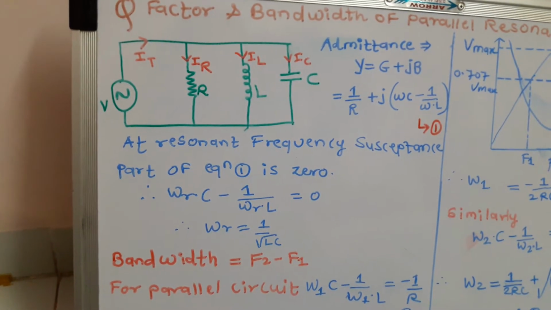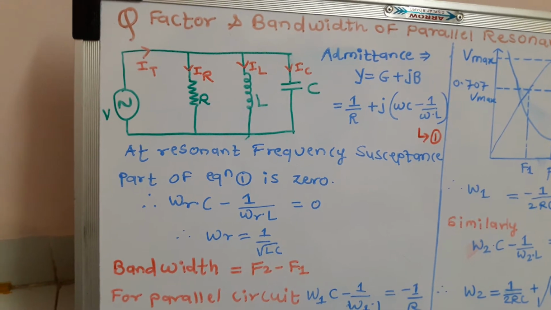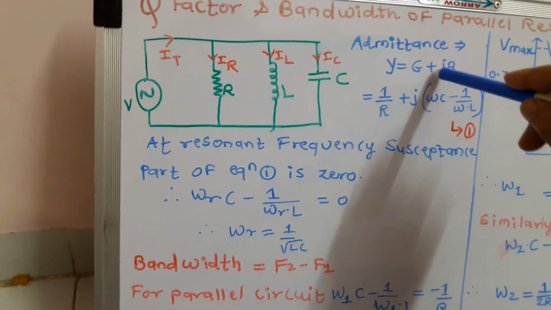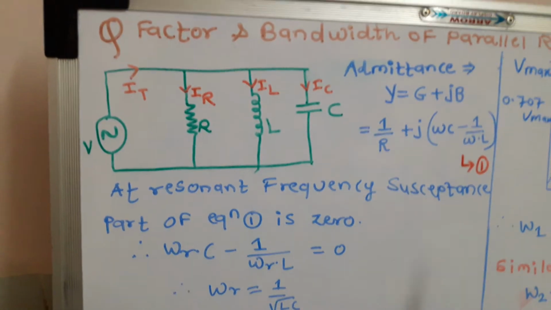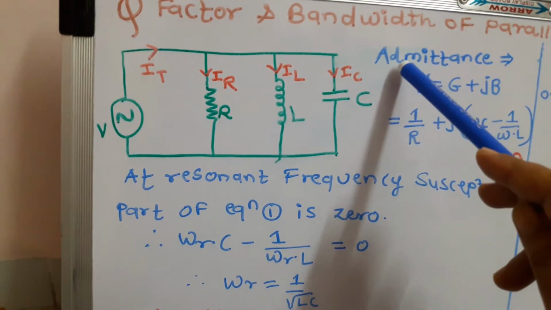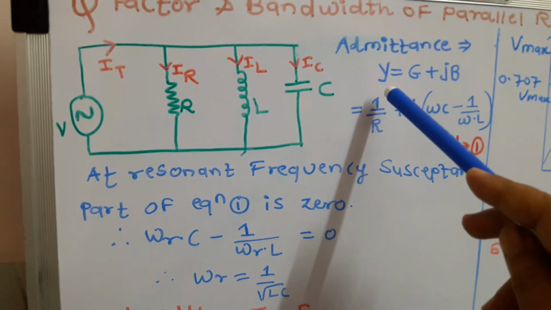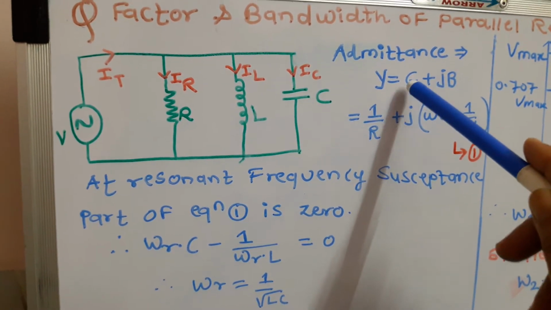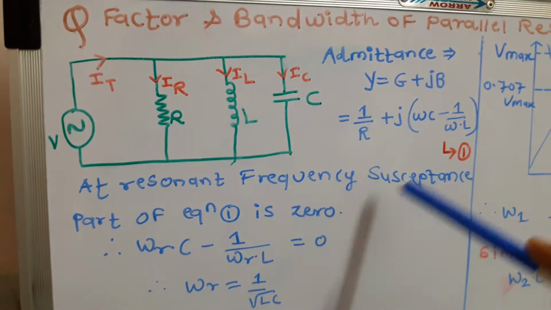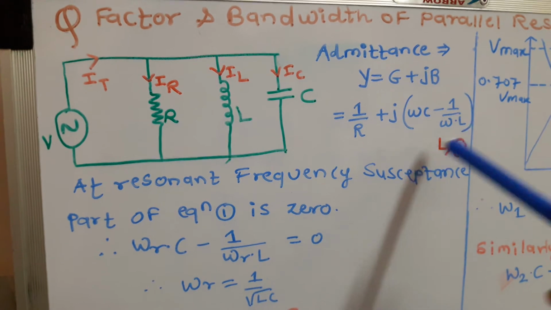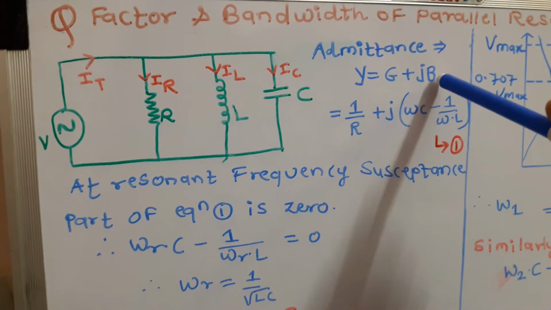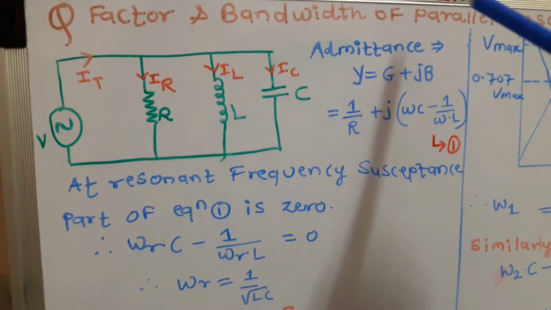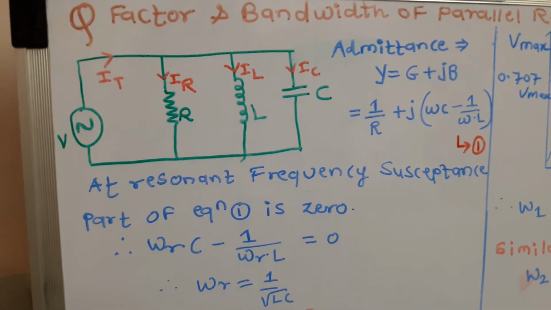In this circuit, we know the condition for resonance occurs when the susceptance part of this equation becomes 0. For a parallel resonant circuit we focus on admittance rather than impedance. Admittance is indicated by Y. Y is equal to G plus jB. What is G? G is nothing but the inverse of resistance, that is conductance, and B is nothing but the inverse of reactance, that is 1 upon X. This is called susceptance. So whenever this B part becomes 0, we say resonance has occurred for the parallel resonant circuit.